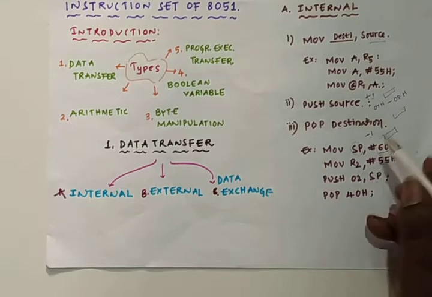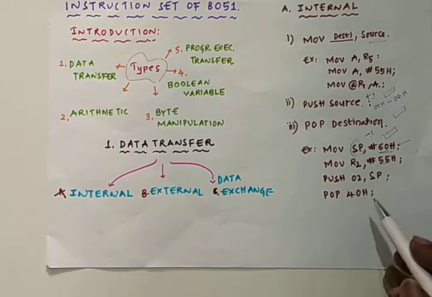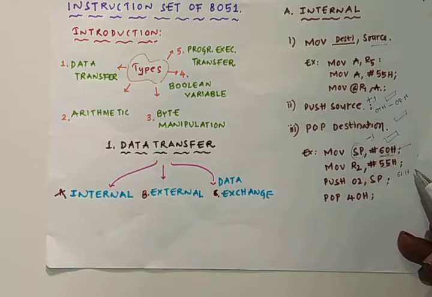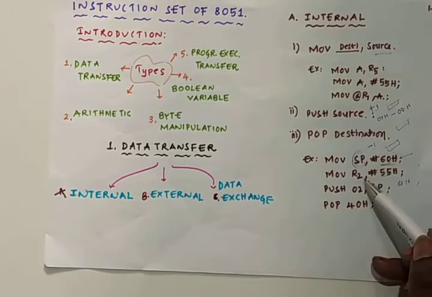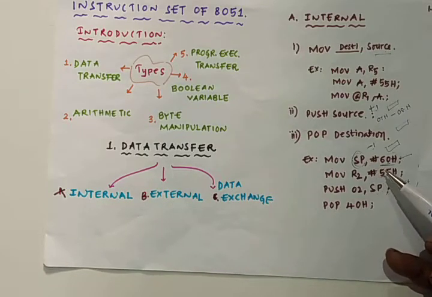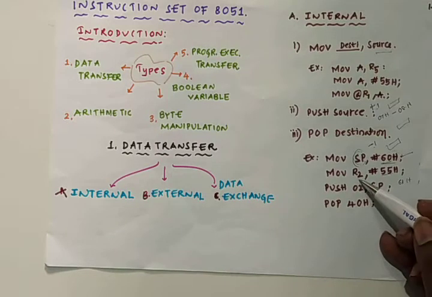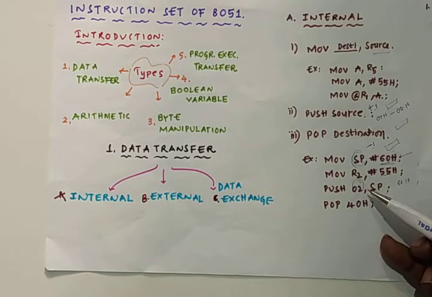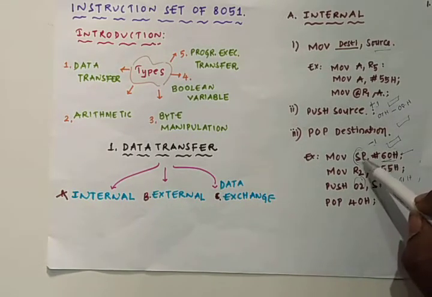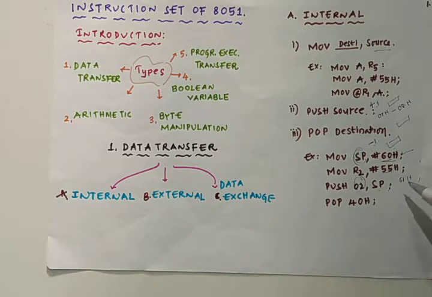What will the stack pointer address be here? Earlier it is 60H, and now it is incremented by 1, means it is 61H. Then the data 55 is moved in. Now the data 55 will be moved into 61H, and that 61H address is of R2, that is 02, the address of R2. Here, this is the address of the stack pointer, and this is the data that is moved into register R2.